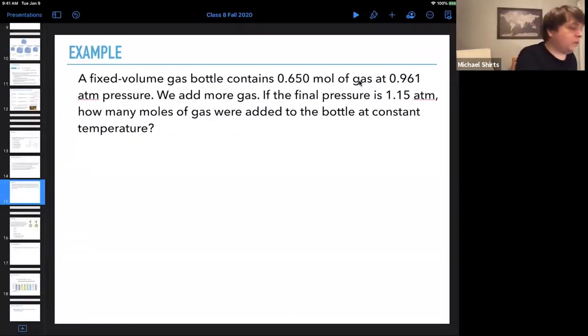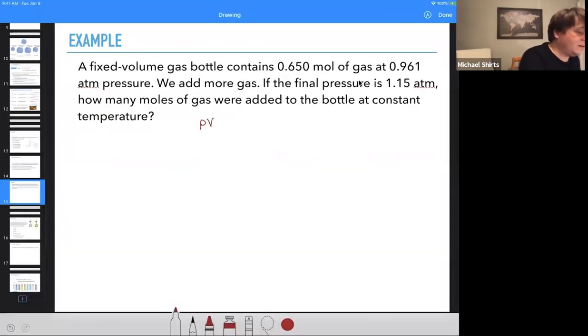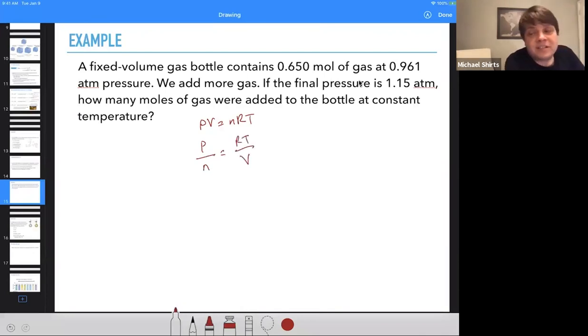So with an ideal gas problem, we take PV equals nRT. Great. And so now we want to say, what are the things that are constant? Well, it's a fixed volume gas bottle. Great. So volume's constant. And we said this at the end that we want to do this with the temperature constant as well. So one thing I like to do on these is to put everything that's constant on one side and everything that's not constant on the other. So pressure is not constant. Number of moles is not constant. So that would give us RT over V. So RT over V is constant in this problem.